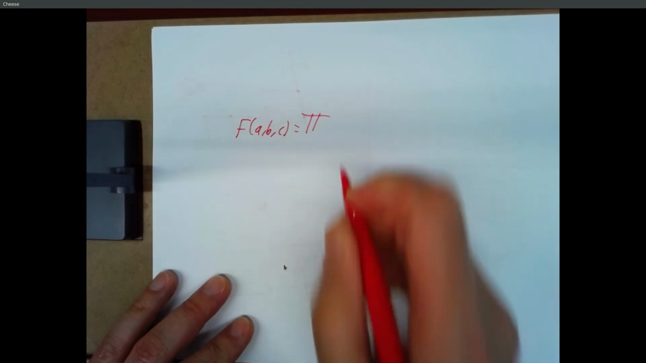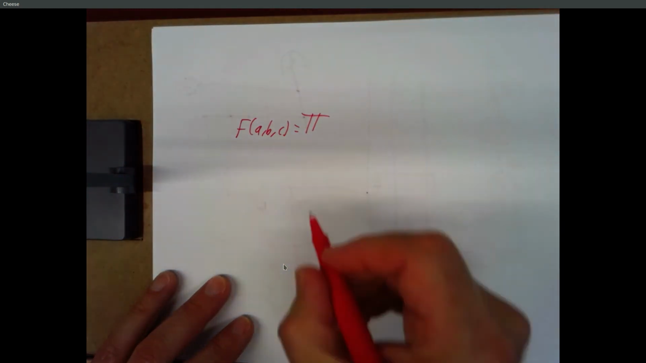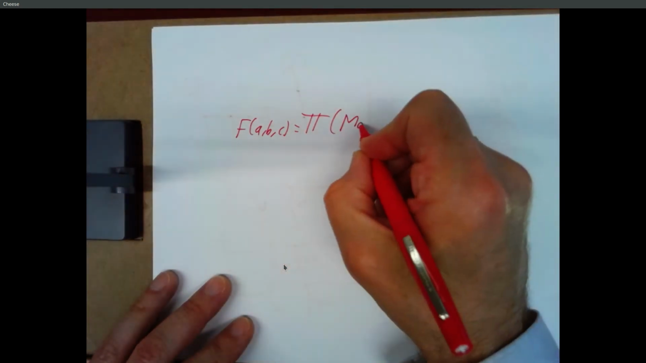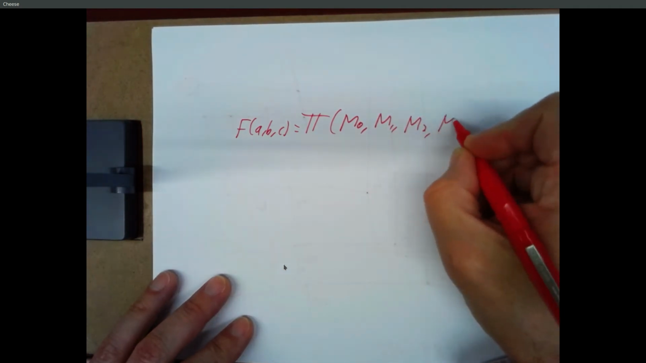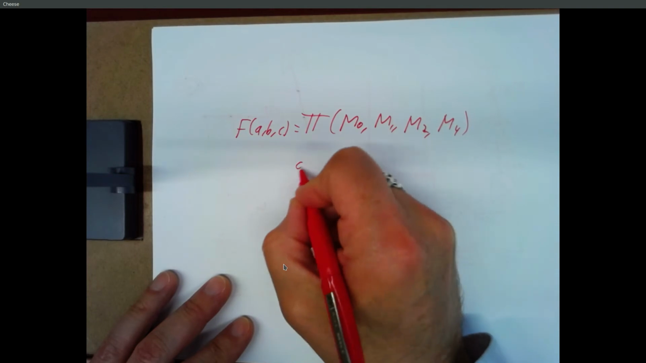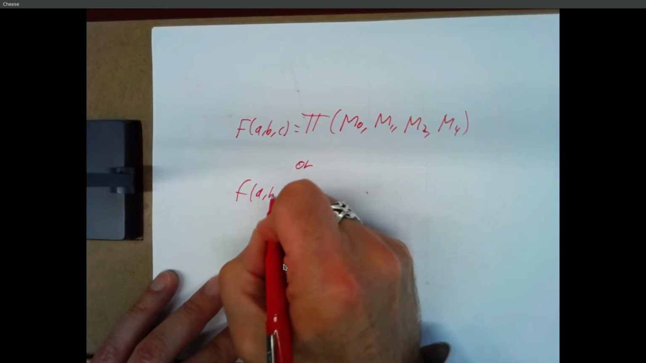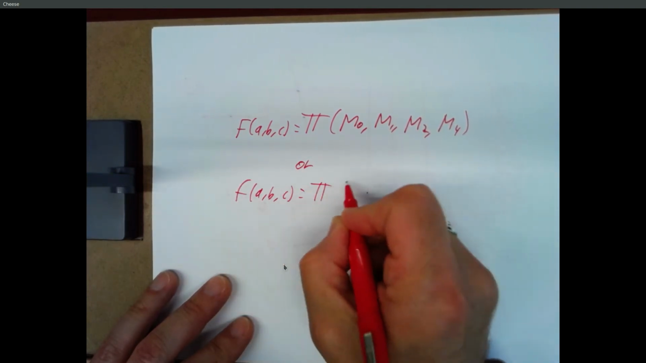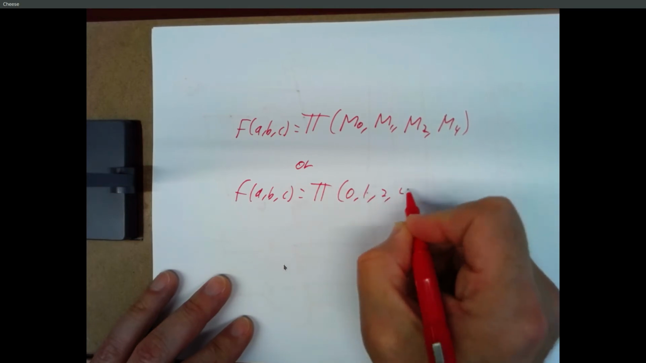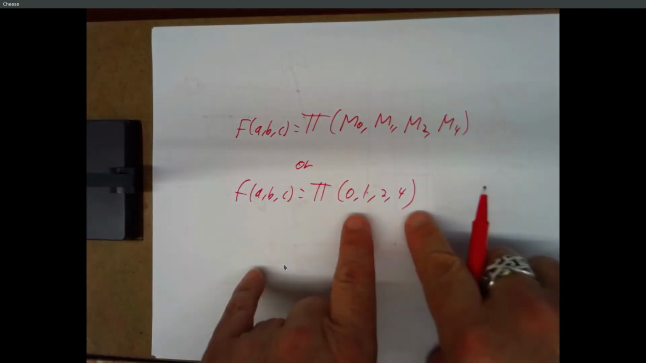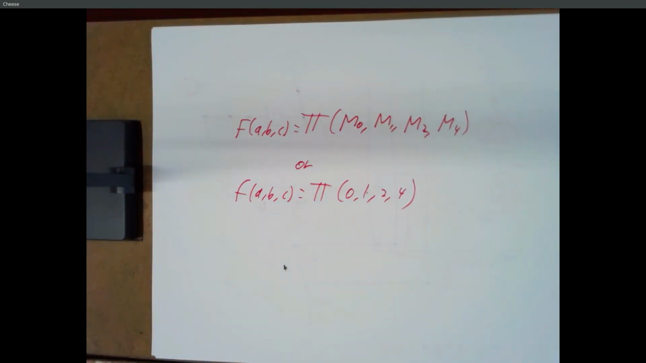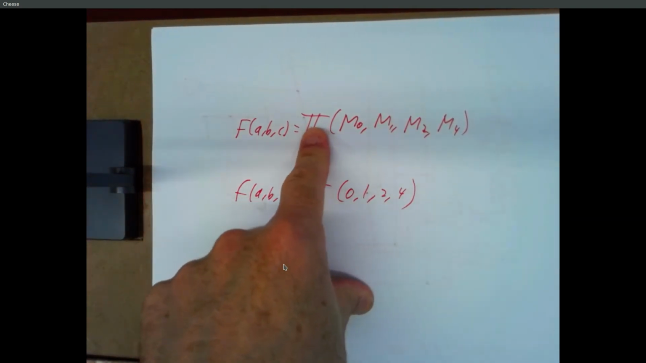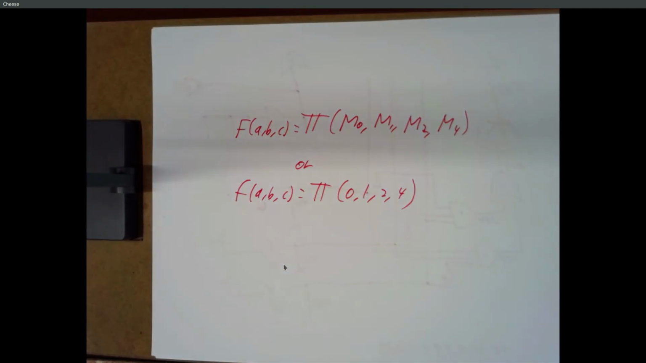So max term means it's a product. So you could say M0, M1, M2, M4. Or you could do just product of 0, 1, 2, 4. So this is called implicit and this is called explicit form, but they're both compact. Basically, if we're doing a product, we know we've got max terms, so the M's are kind of redundant.